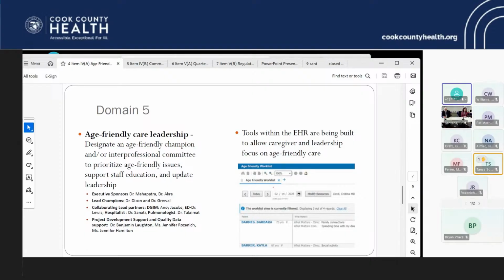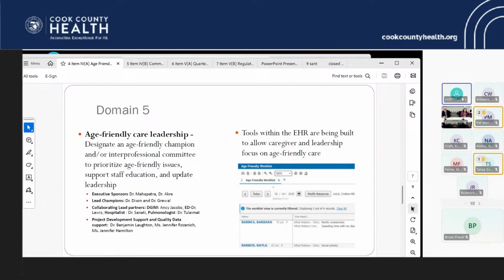Now, tools are being built within the electronic health record to allow caregiver and leadership focus on age-friendly care. As you can see on the screen, that is a work list which will be available to all the partners who are caring for the patient, so that we can take appropriate measures. Next slide.